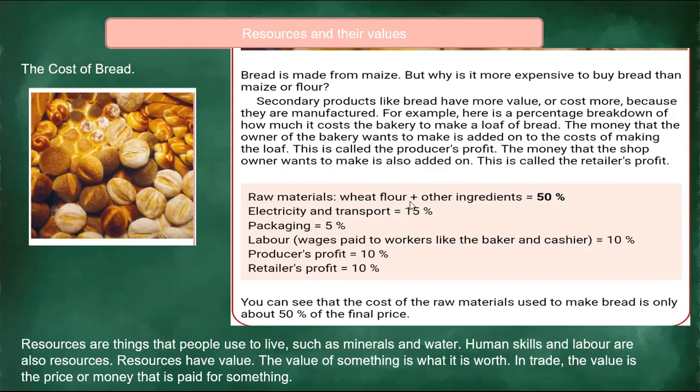And then it's 15%. Packaging will also cost us 15%. Labor, the wages paid to workers like the baker and cashier. We have people who make the bread and people who sell the bread. There, we include 10% of it. Producer profit, obviously, they have to get 10%. And then the retail profit is also 10%. You can see that the cost of raw material used to make bread is only 50% of the final price.